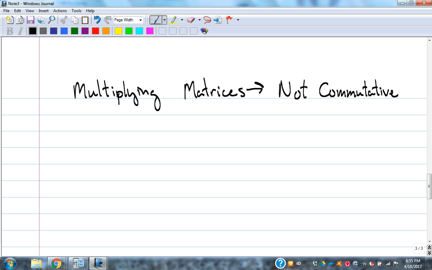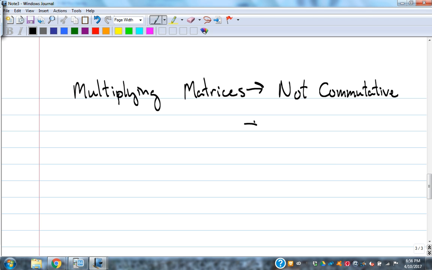Same size. No. 2 times 3 is also equal to what? 3 times 2. You can change the order and it'll be the same answer. Numbers multiplication is commutative. Matrices, matrix A times matrix B may not equal matrix B times matrix A. They're not commutative. That means you can't change the order and have it work the same. Okay, not commutative. So that's big.